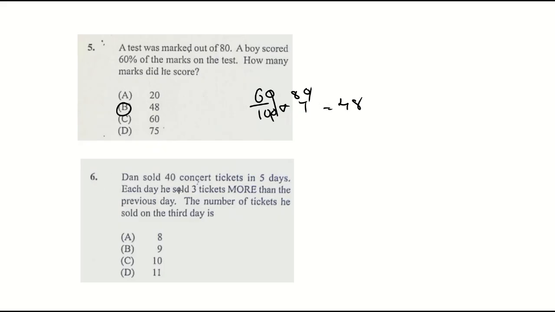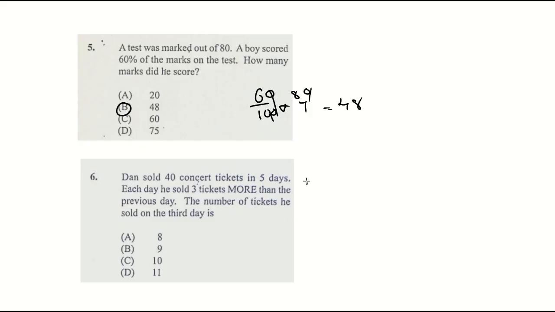This one, Dan sold 40 tickets in 5 days. Each day he sold 3 tickets more than the previous day. The number of tickets he sold on the third day is, if you guys remember, we got X to be 2, and the third day was 2 plus 9, which would have been 11. But let's just check it because we want to make sure, right?